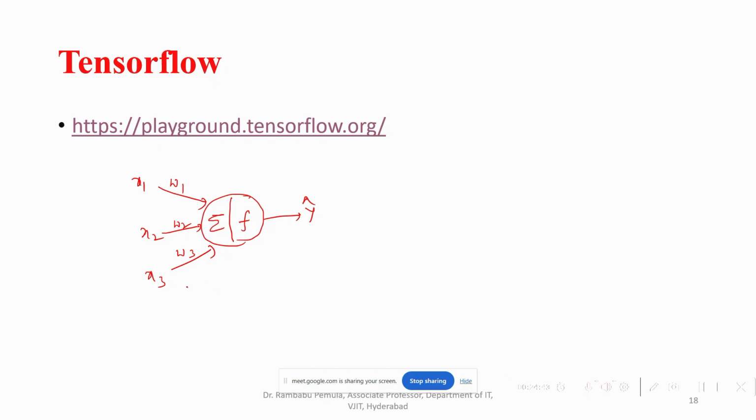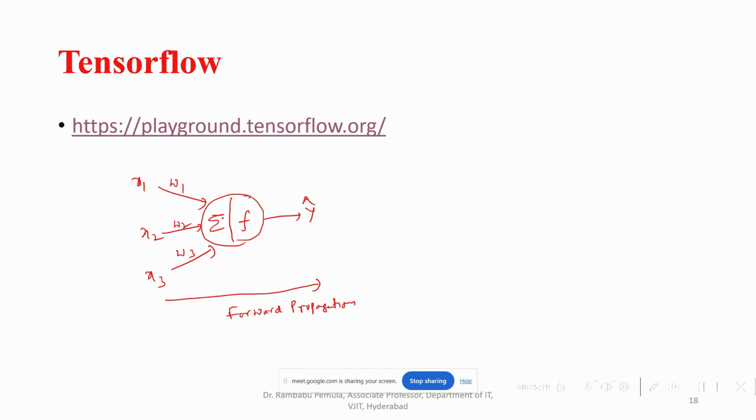Simply, this is called a simple neural network. We perform the operation from the input layer to the output layer. This is called forward propagation. That means first you have to compute x1 w1 plus x2 w2 plus x3 w3. Then you apply the activation function. Then we get the output y value.